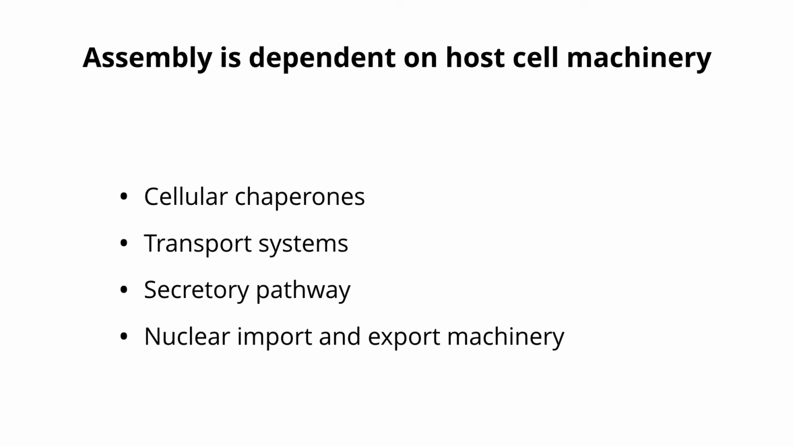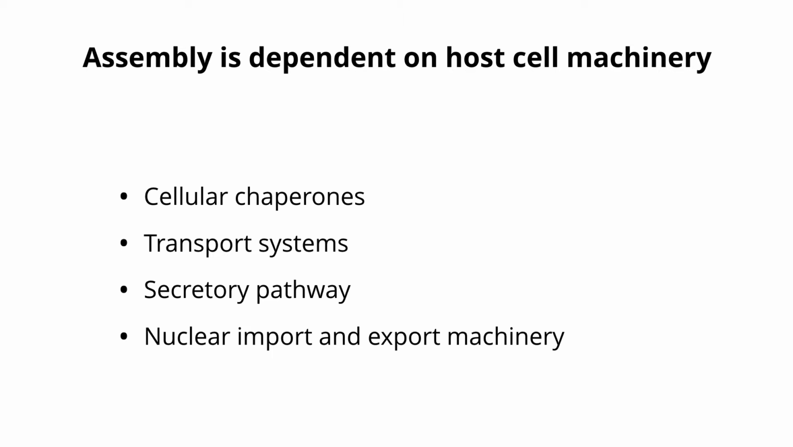On the way out, once you make virus particles, let's say you make them in the nucleus, they're not going to just diffuse out. They use transport systems to get up to the plasma membrane. And many viruses use the secretory pathway. That's the pathway by which a protein is made in the endoplasmic reticulum and is shunted up to the plasma membrane.